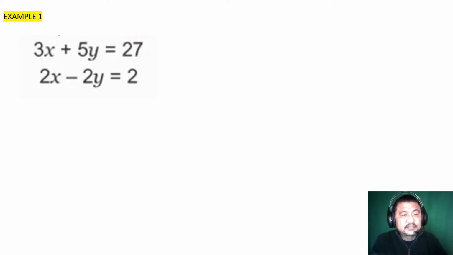Let's focus on the x's first. Look at the x's. 3 and 2. Think of the multiples of 3. 3, 6, 9, 12. Think of the multiples of 2. 2, 4, 6, 8, 10. What is their LCM? Where did they meet? They meet at what? Okay, they meet at 6. All right. So let me write 6. If only 3x was a 6x, and 2x is a 6x.